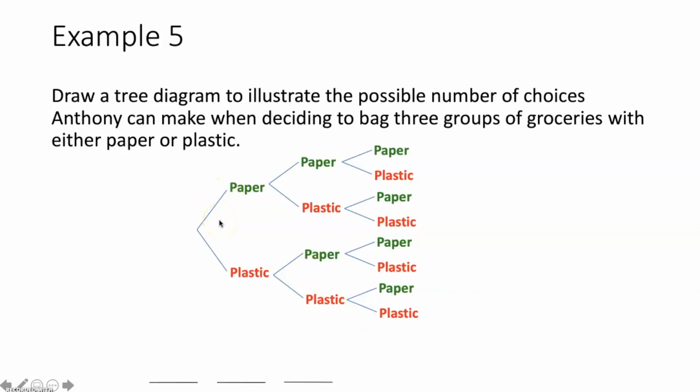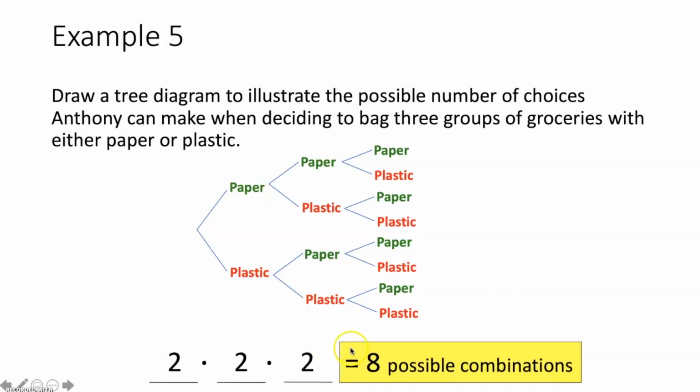Remember, there are 3 groups of groceries, and each group you could bag with paper or plastic, paper or plastic, paper or plastic. So you have 2 choices for each of those group of groceries. Meaning by the counting principle, all I have to do to figure out the total number of possible choices, total number of possible outcomes, I just multiply 2 times 2 times 2, and I get that there are 8 possible combinations.